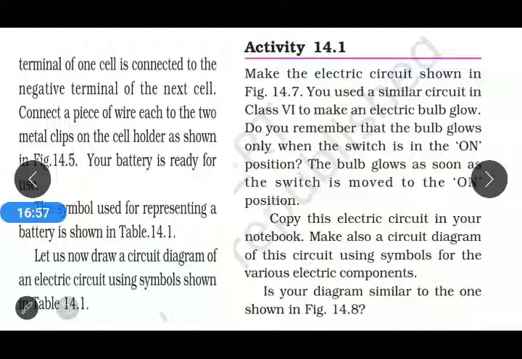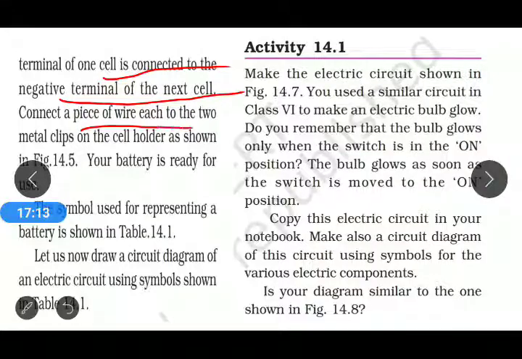So again we want to conclude that the positive terminal of one cell is connected to the negative terminal of the next cell, and connect a piece of wire each to the metal clips on a cell holder. In that way we can easily prepare the battery.